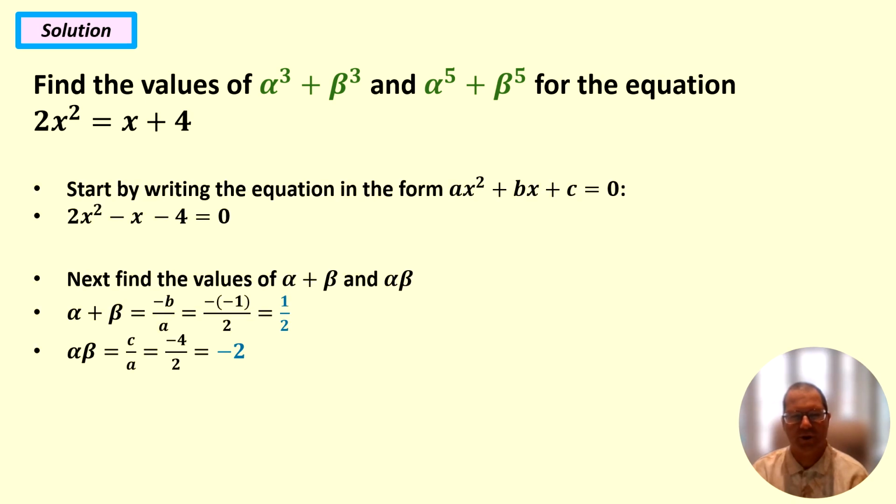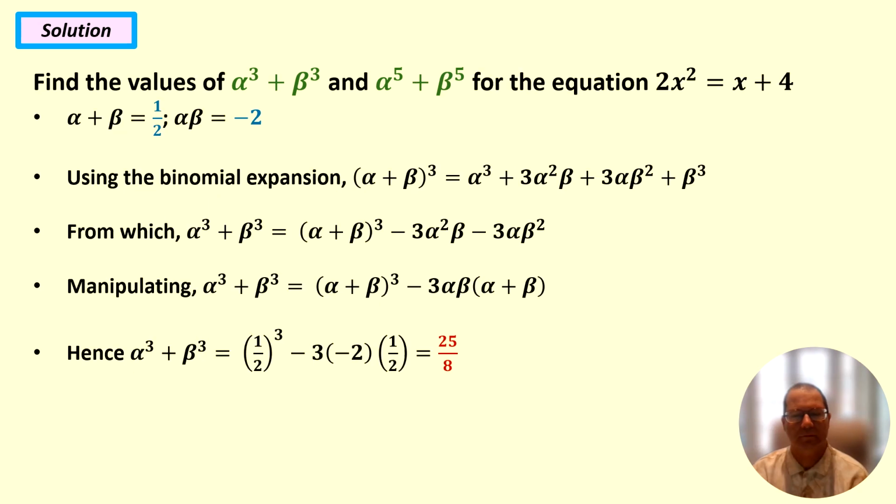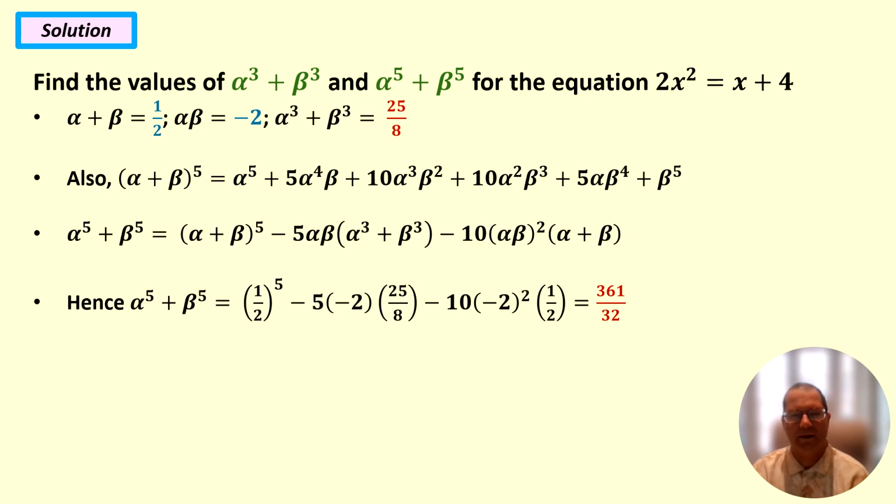So for the solution, we start in the same way and we find out that alpha plus beta is given by a half and alpha beta is given by negative 2. As I said, we have already investigated alpha cubed plus beta cubed, but using the same process, we end up with 25/8. And then for alpha to the 5 plus beta to the 5, again, I've used the binomial expansion, I've rearranged it, and I've rewritten it in a form that we can use, including alpha cubed plus beta cubed, which we've already evaluated as 25/8, and the final answer is 361 over 32.